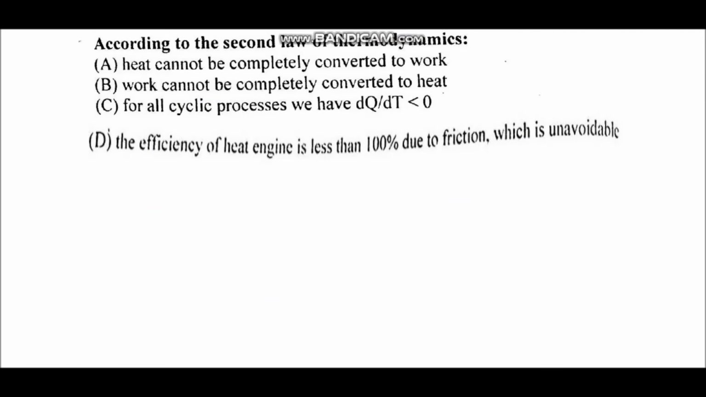Next question is, according to the second law of thermodynamics, we know that heat engines work on the principle of the second law of thermodynamics, and according to the second law, heat cannot be completely converted into work. Means the efficiency of heat engines is never equal to 100%, it is always less than 100%. So in this case we have these two options correct. Option A is also correct, that heat cannot be completely converted into work, and option D is also correct.